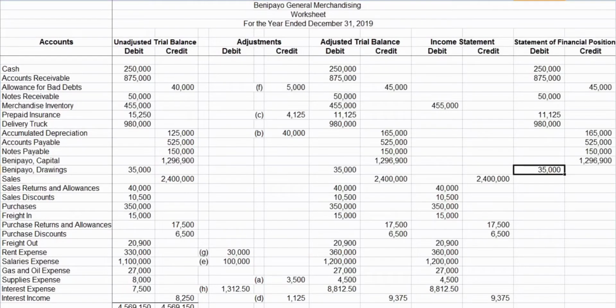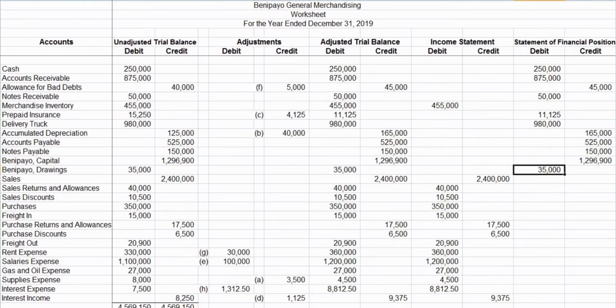Next after the financial statements is the closing entries, the purpose of which is to bring each nominal or temporary account to zero balance by transferring them to the owner's equity account. As discussed in part 1 of my lecture videos on adjusting entries, the nominal or temporary accounts are the income statement accounts, meaning those accounts which can be found in the income statement or statement of comprehensive income, plus the owner's withdrawal or drawing account.